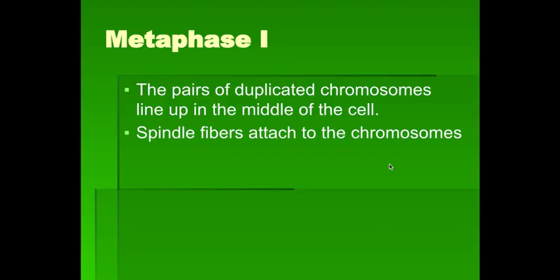Now in metaphase 1, the pairs of duplicated chromosomes line up in the middle of the cell. I'm sure you remember from mitosis that metaphase means middle, and in metaphase, our chromosomes line up in the middle of the cell and the spindle fibers attach. The same thing is going to happen in metaphase 1.